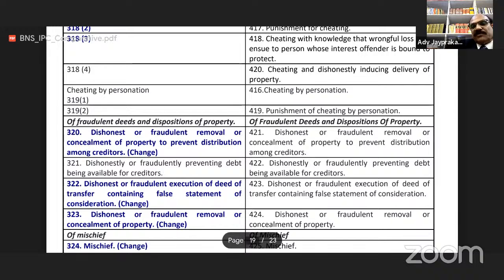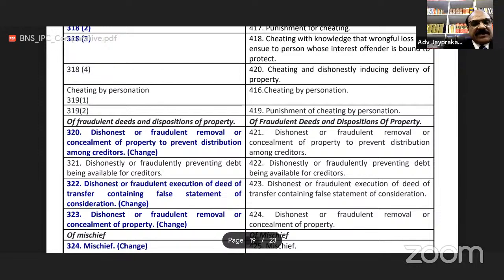Fraudulent deeds and disposition of property. BNS section 320, dishonest or fraudulent removal or concealment of property to prevent distribution among creditors. Its corresponding section was in IPC 421. BNS section 321, dishonestly or fraudulently preventing debt being available for creditors. Its corresponding section was in IPC 422.